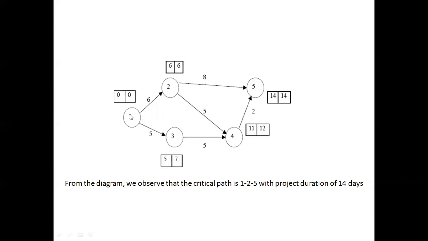The shortcut method is to first define the possible paths. 1 to 2, 2 to 5, this is one path. 1 to 2, 2 to 4, 4 to 5, this is another path. 1 to 3, 3 to 4, and 4 to 5, this is a third path. There are 3 possible paths from the first event to the last event. For the first path, 1 to 2, 2 to 5, the path length is 8 plus 6, that is 14. Then the second, 1 to 2, 2 to 4, 4 to 5, it is 6 plus 5, 11 plus 2, 13. 13 is the length of the path. Then 1 to 3, 3 to 4, 4 to 5, that is 5 plus 5, 10 plus 2, 12.